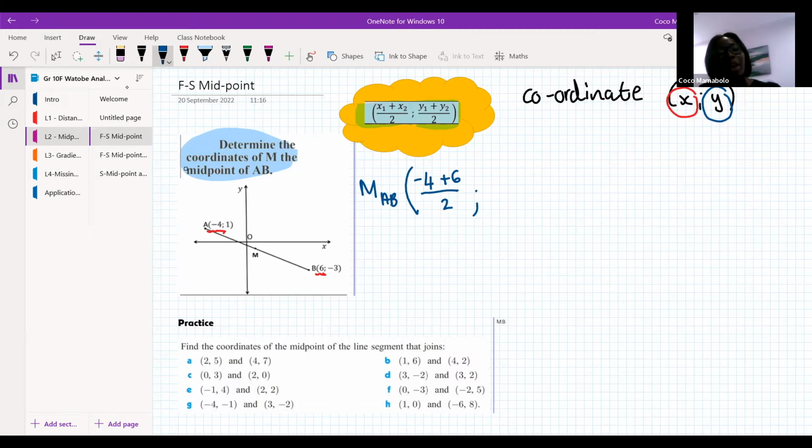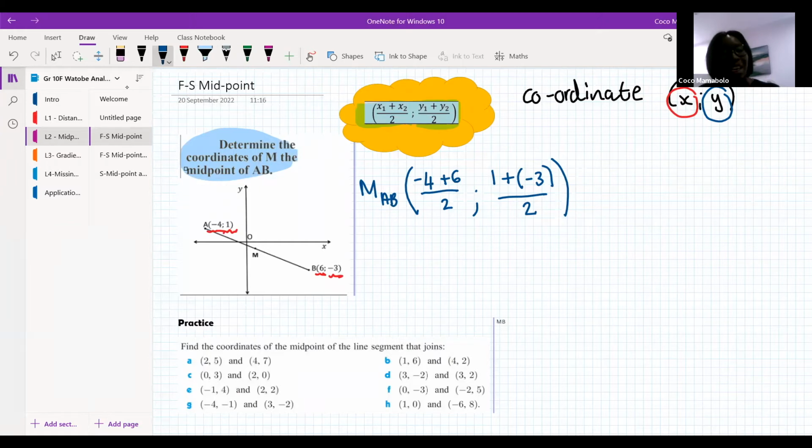Then I have to go look at my y value. For my y value over here at A, I have 1. And at B, I have -3. So I'm going to take both of them and add them together. So I'm going to have 1 plus -3 divided by 2.